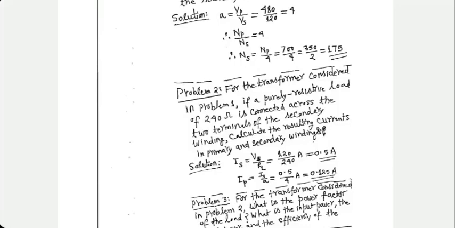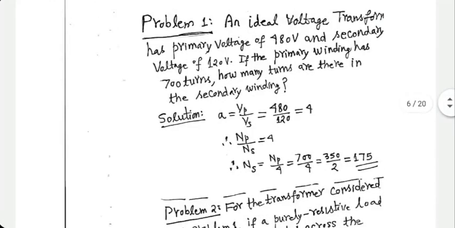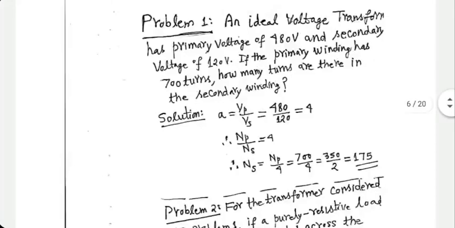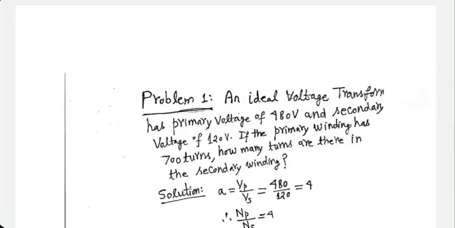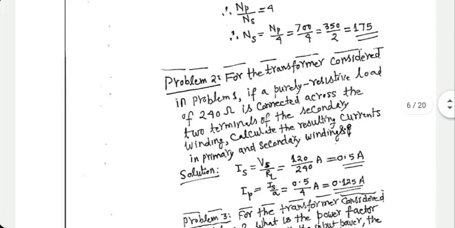If you are not sure about your calculations, always make sure that the Vp Ip multiplication is almost the same as VsIs. That is the way to check your calculation. Vp is 480 volts, Ip is 0.125 ampere. Multiply the two, and Vs is 120 volts multiplied by Is should give you the same answer.